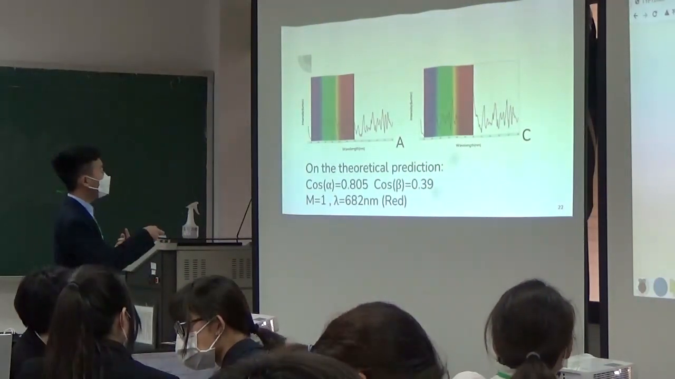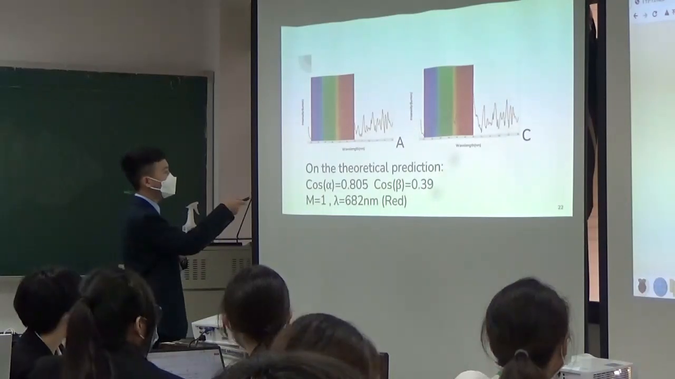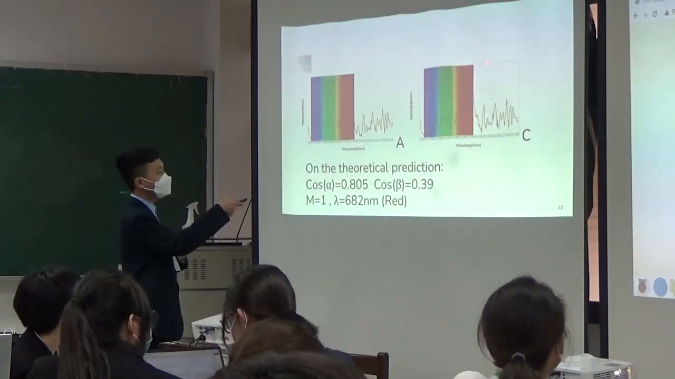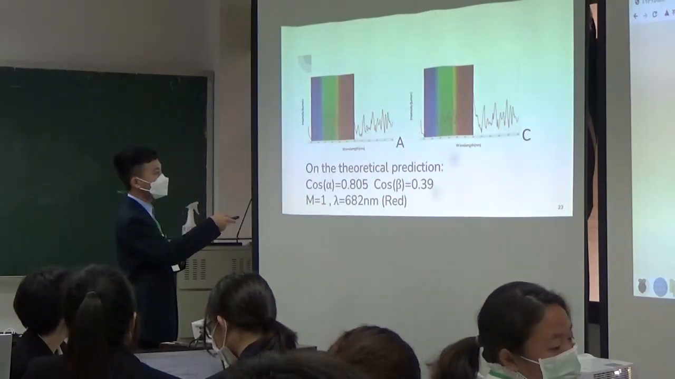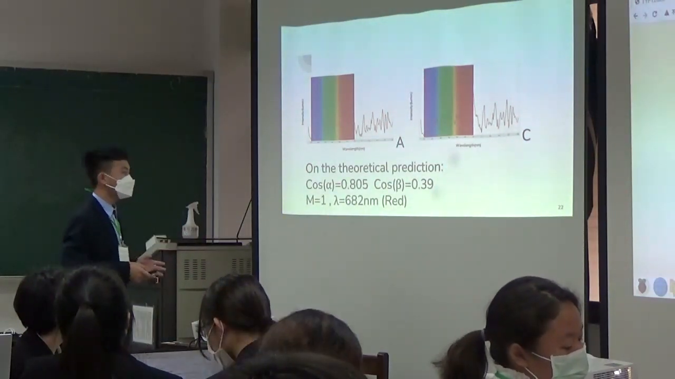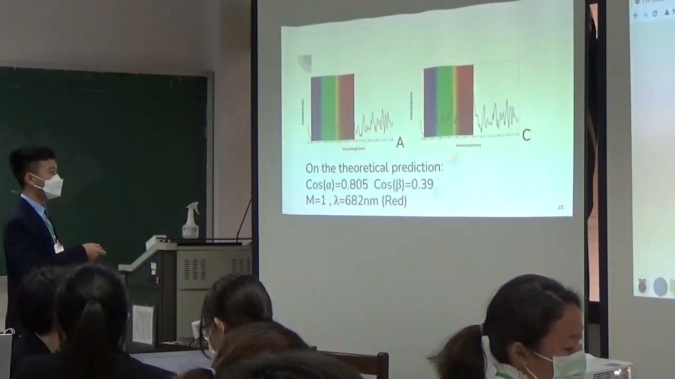In fact, when we measure, the peak looks like that, but when we consider these angles, the intensity just increases more efficiently. So there is only one peak, which corresponds to our theoretical prediction.